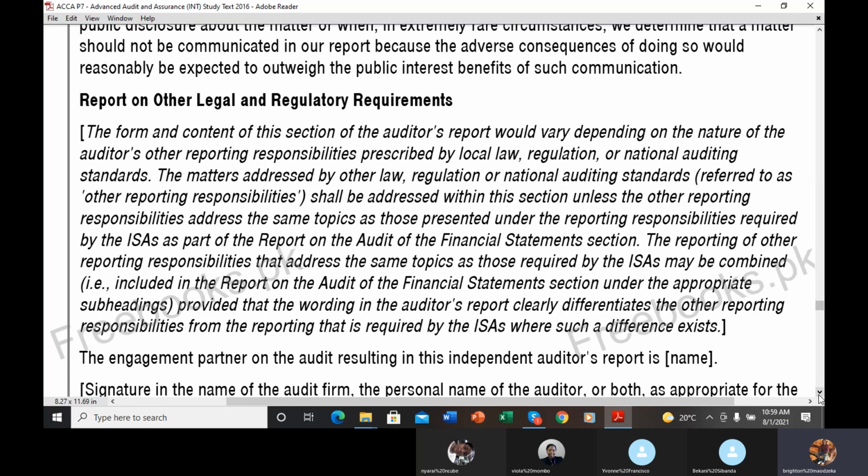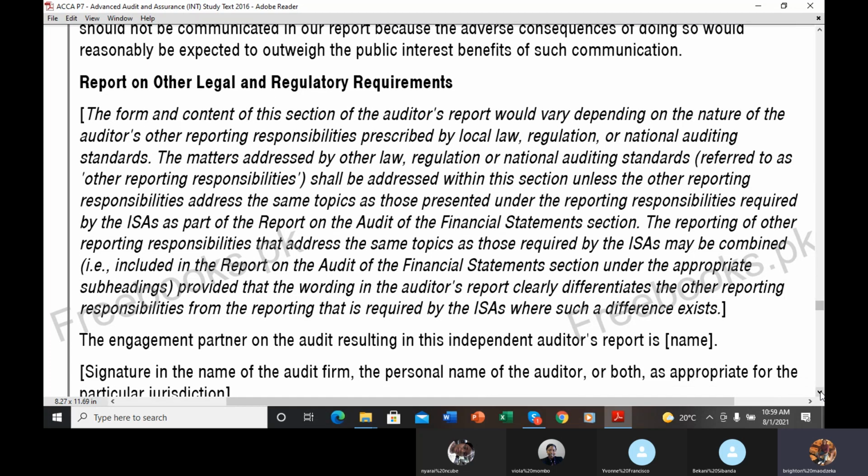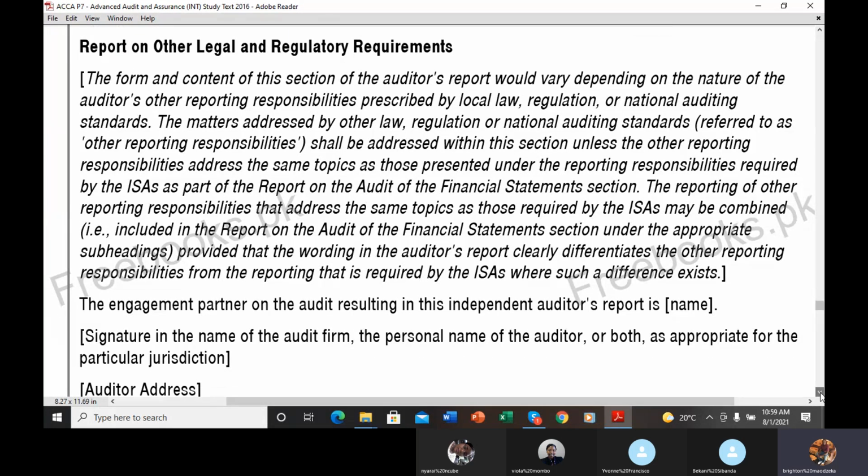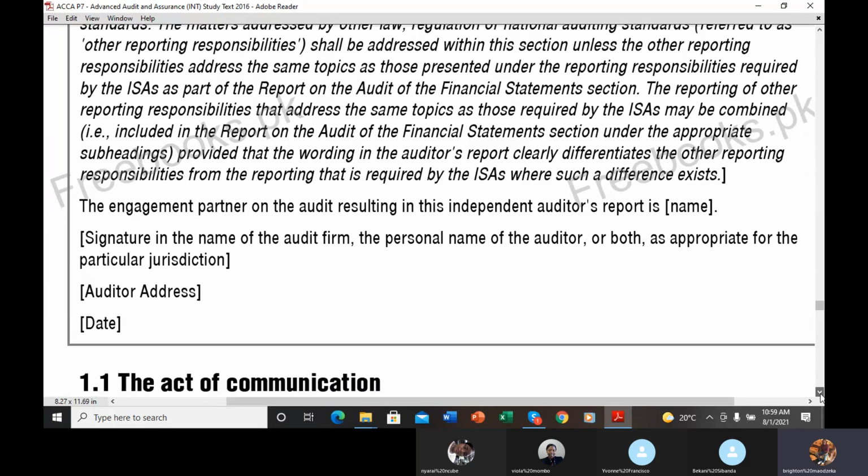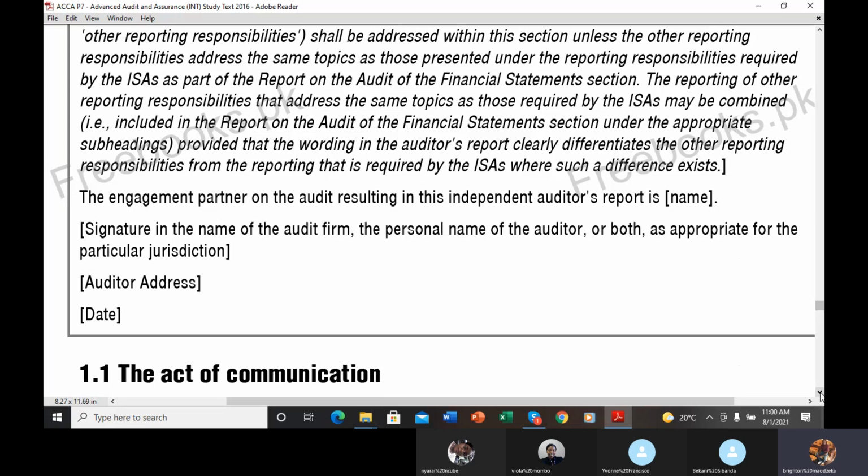So there's a report on other legal and regulatory requirements, but this one's optional. It depends on the jurisdiction. That report on other legal and regulatory requirements is optional. It depends on national jurisdiction. So you may skip that one. Never mind this one, because other things that are included here have been included under other headings that you've mentioned above.